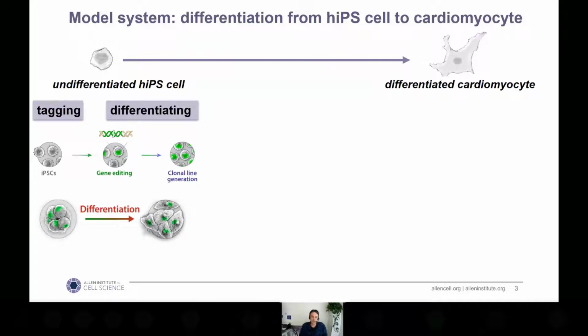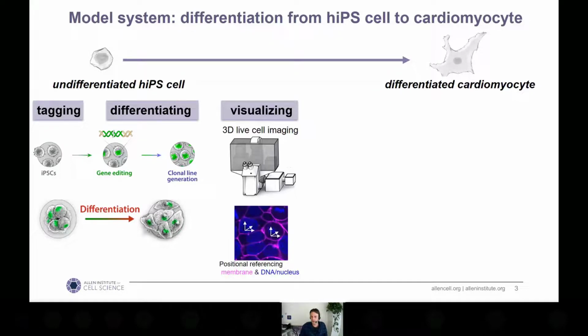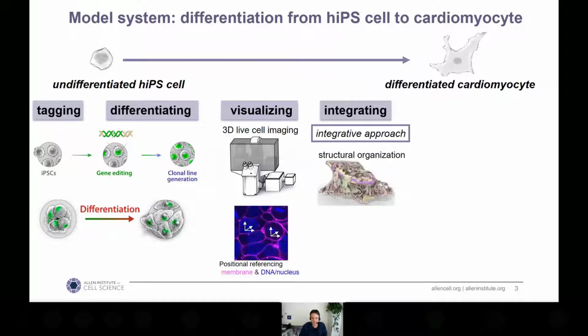So we use endogenous GFP tagging to create very carefully QC'd cell lines that we can then image. Imaging is really at the core of our institute, and we have developed sophisticated, reproducible, and scalable microscopy pipelines. As we typically tag only one structure per cell line, we want to integrate image data across experiments to get a picture, or perhaps better, a model of cell organization.